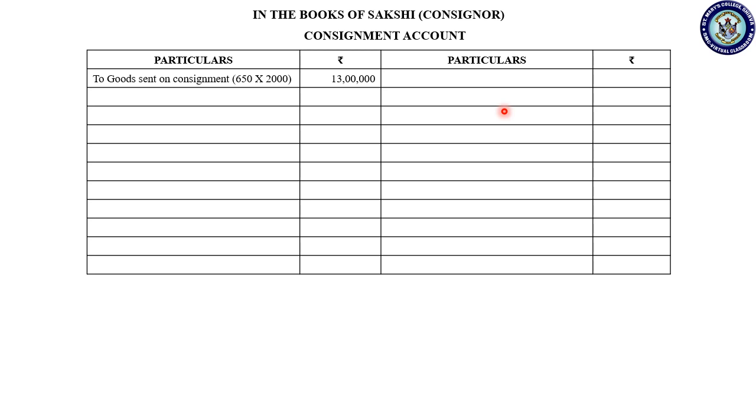See there, the next sentence, Sakshi paid 80,000 as freight and insurance. So expenses you have to debit. We are preparing the books of Sakshi, so we cannot write Sakshi's name. So we write to bank account. So expenses to bank account.